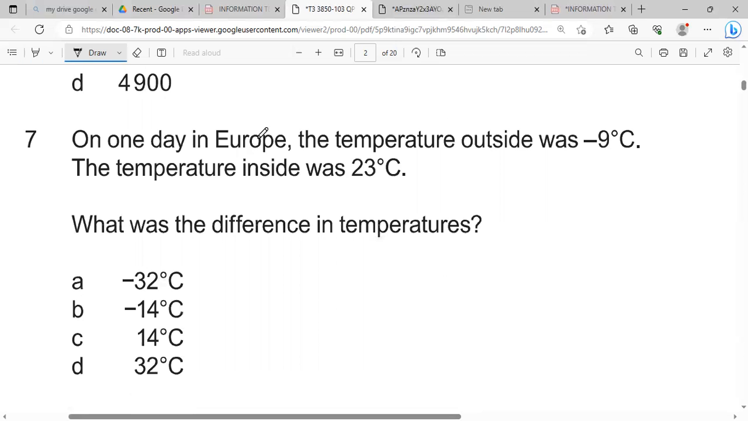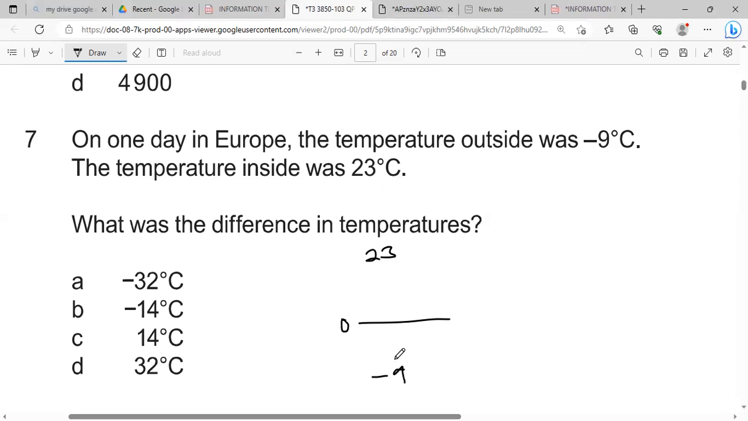Number 7. It says, on a day in Europe, the temperature outside was -9 degrees, meaning it's below 0. Anything below 0 is negative, right? And then 23 at the top. And they say, what is the difference in temperature?